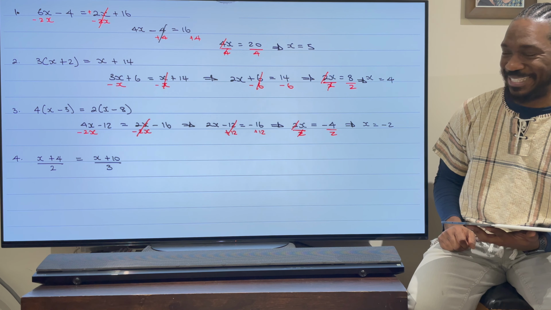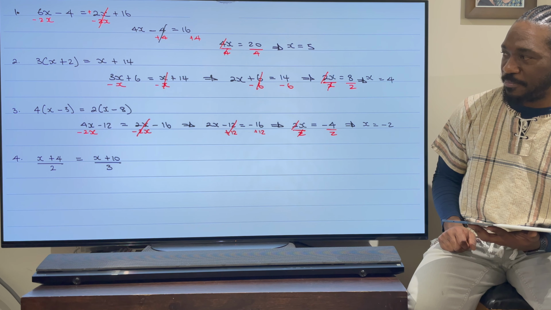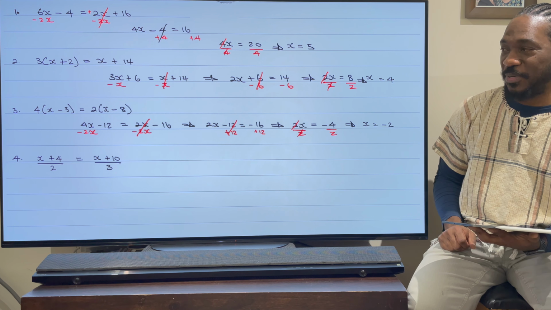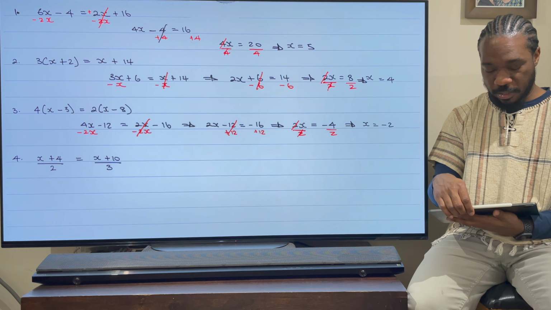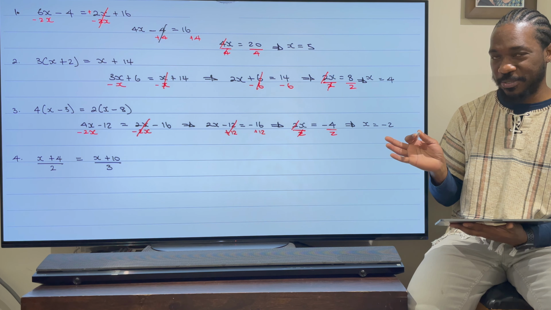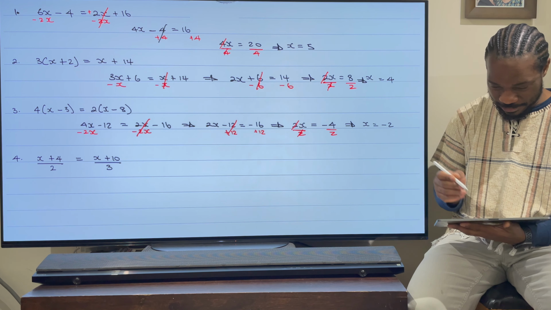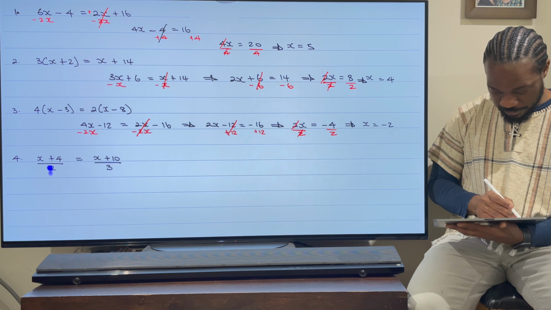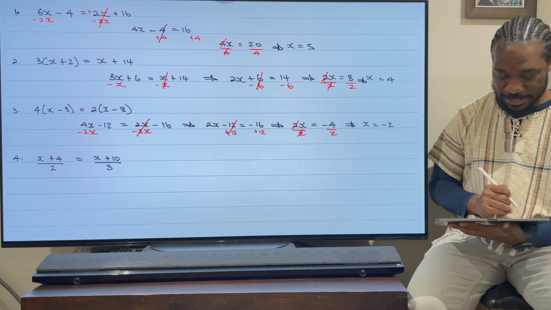Who likes that? Okay, well, let's go. Let's see what's going to happen. Now, I've got a couple of fractions here. Before I can deal with the x's, I've got to deal with those denominators. Those denominators are really painful. So I've got a denominator here, a denominator there.